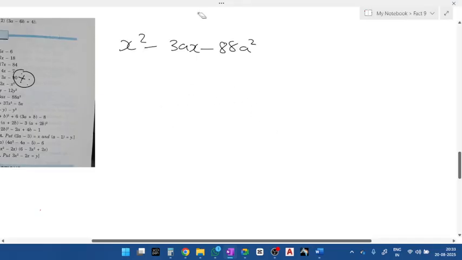Try this question. Which two will you have to multiply? Which two? First and last. What do you get? 88a square x square. Forget about a square x square. Minus 88. Take 88. 1 into 88. Try this.